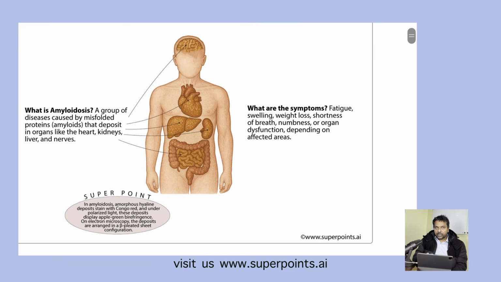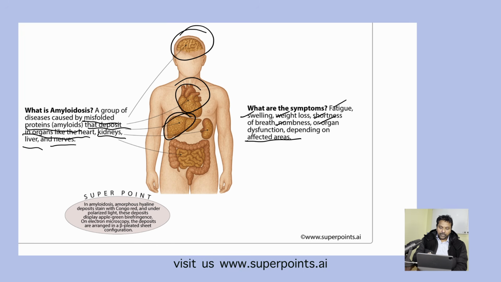What is amyloidosis? Amyloidosis is a group of diseases caused by misfolded proteins, amyloids, that deposit in organs like the heart, kidneys, liver, and nerves. What are the symptoms? Fatigue, swelling, weight loss, shortness of breath, numbness, organ dysfunction, depending on the affected area. So amyloidosis can happen in any organ, okay? It can be in the brain, heart, liver, kidney, intestines.